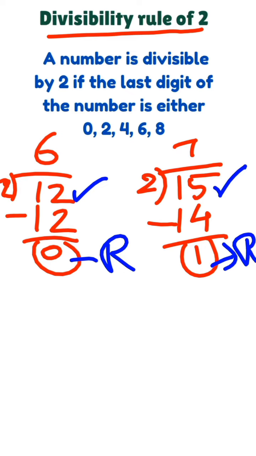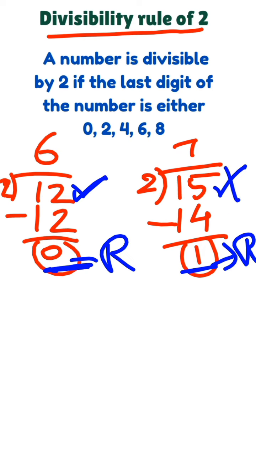So when we divide a number by 2 and we get the remainder 0, then that number is divisible by 2. And when we divide a number by 2 and we don't get the remainder as 0, then we say that the number is not divisible by 2. So here 12 is divisible by 2 and 15 is not divisible by 2.